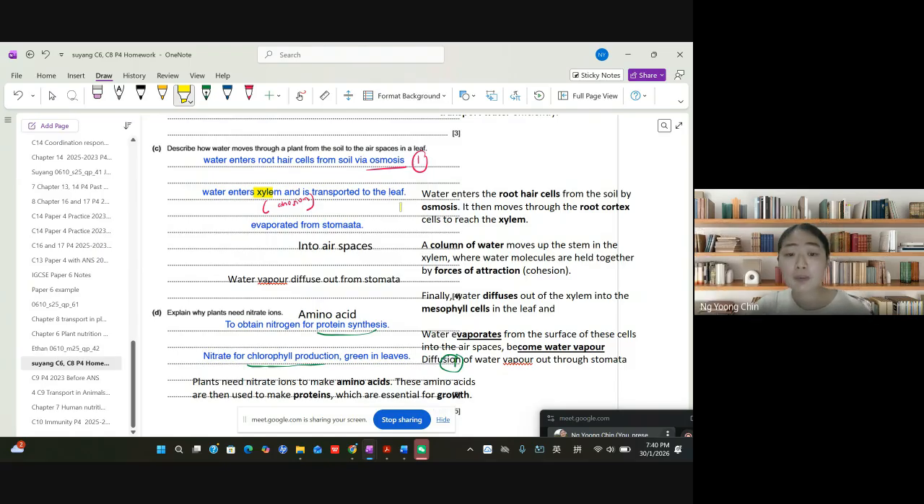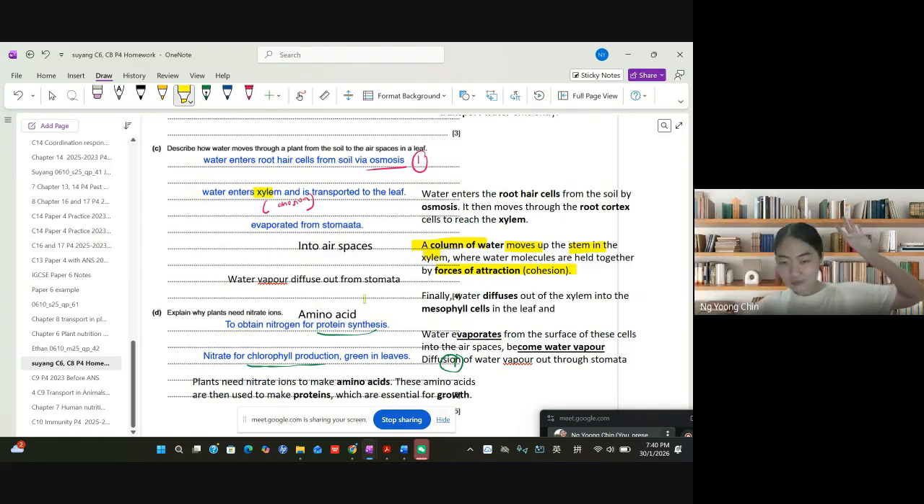So you should write about the process, how the water is being transported from the roots part to the leaf parts. So it's by what? It's by the cohesion force. So this is the point that you should write: force of attraction between the water molecules due to cohesion. This cohesion is a kind of force that allows the water molecules to stick to each other. So that's why they can form a column of water. This column of water helps them travel upwards to the stem in the xylem. So they can move up from the roots part to the stem part, and then finally they will reach the leaf parts.